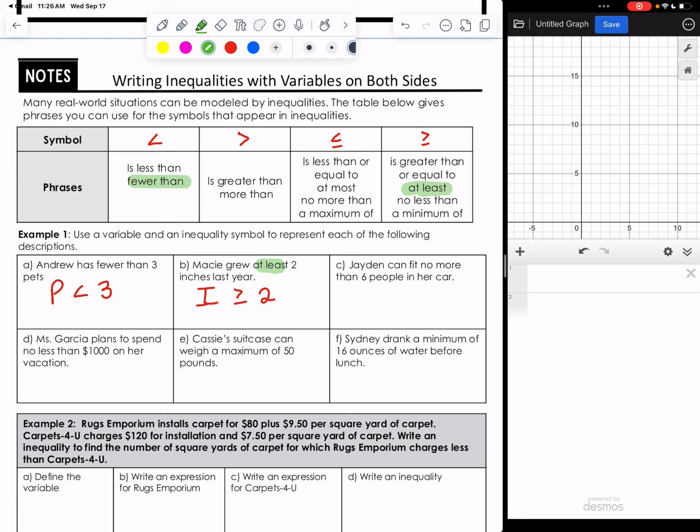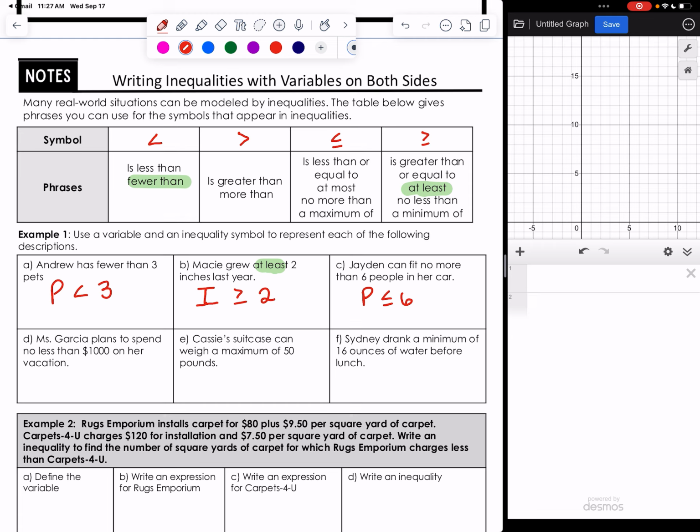All right. Problem C. Jaden can fit no more than 6 people in her car. No more than 6 people in her car. So she could fit 1 person in her car, 2, 3, 4, 5, or 6. So all the people have to be a number smaller than 6. So I'm going to say the people must be less than or equal to 6.